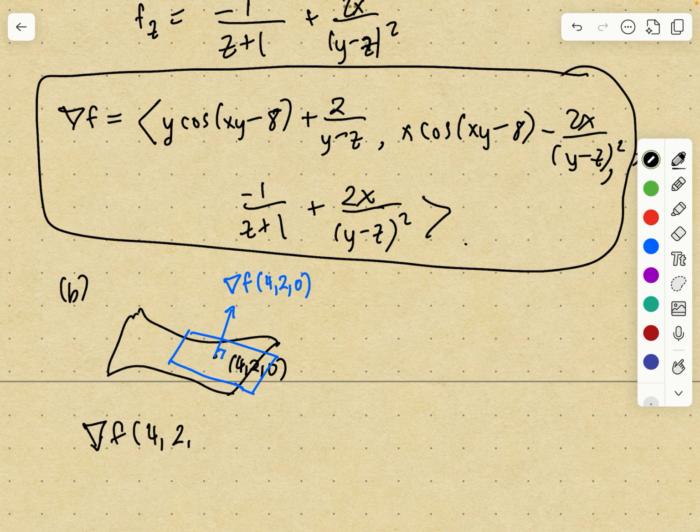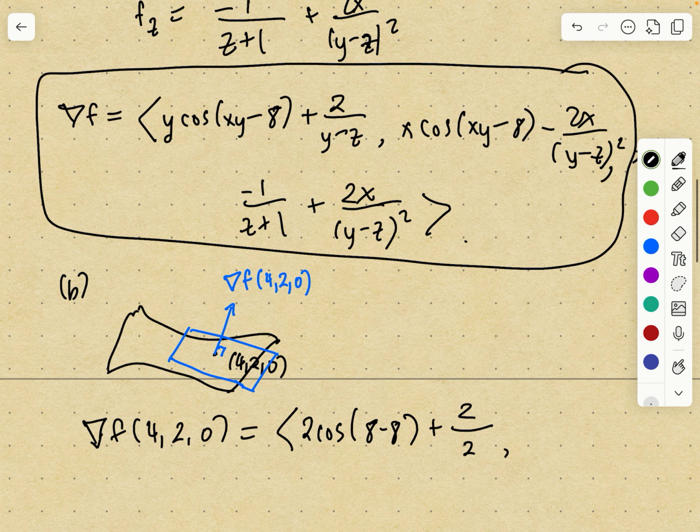So we plug in 4, 2, 0 into the gradient. You have to plug in x equals 4, y equals 2, and z equals 0 into this. Okay, so you're going to get 2 times cosine of x times y, which is 8, minus 8, plus 2 over y minus z, that's 2 over 2, right? Comma, x is 2, cosine of x times y, that's 8, minus 8, minus 2 times x, 2 times 4, over y minus z squared. So y minus z is 2, squared.